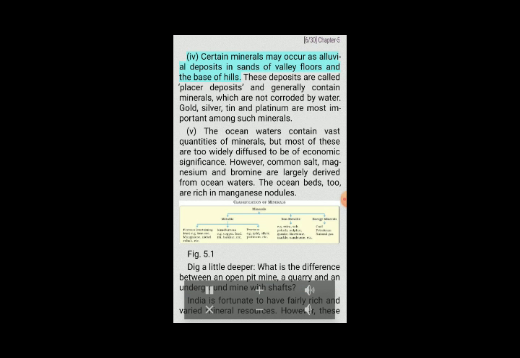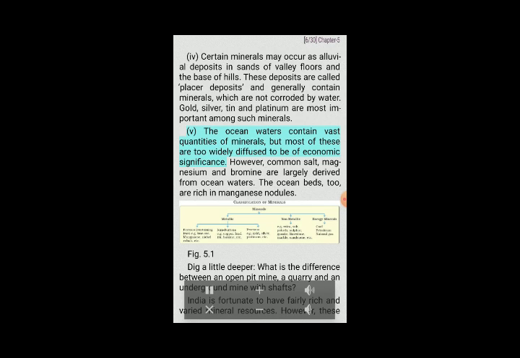Certain minerals may occur as alluvial deposits in sands of valley floors and the base of hills. These deposits are called placer deposits, and generally contain minerals which are not corroded by water. Gold, silver, tin and platinum are most important among such minerals.